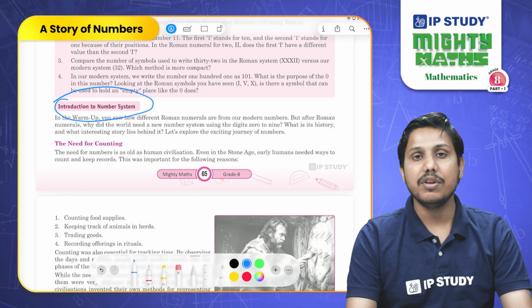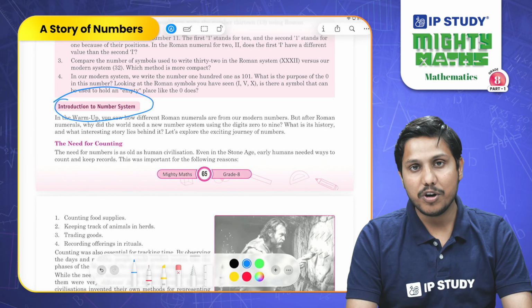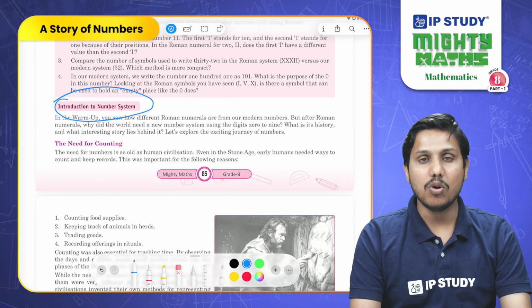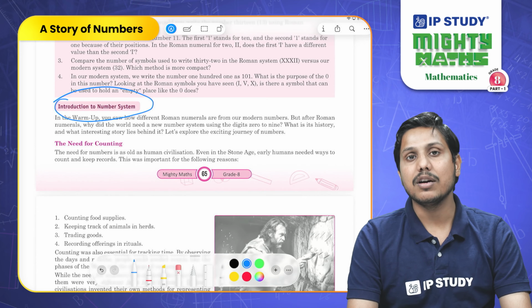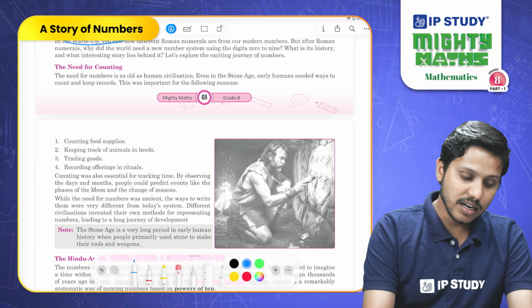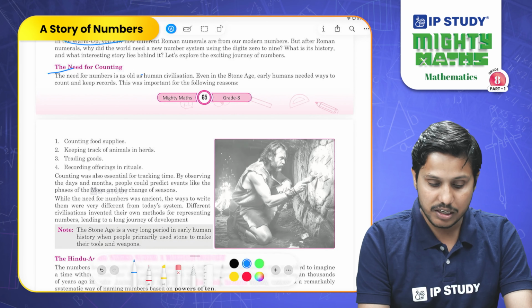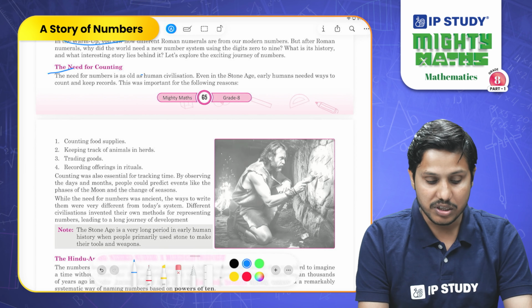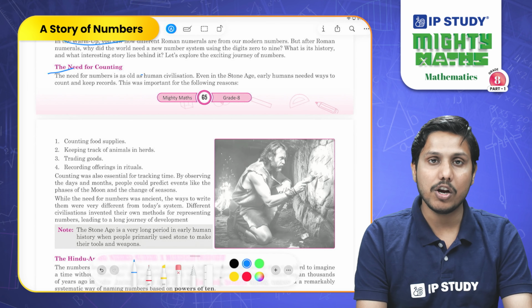We know that we need numbers to count population, to arrange or manage our money, and so on. So we need to understand how and why numbers have come into existence and how they have evolved. So the first thing is the need for counting. The need for numbers is as old as human civilization. Even in the Stone Age, early humans needed a way to count and keep records.